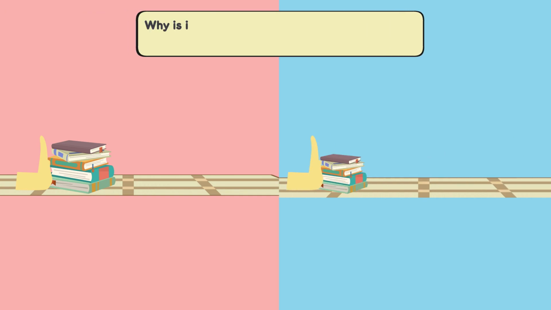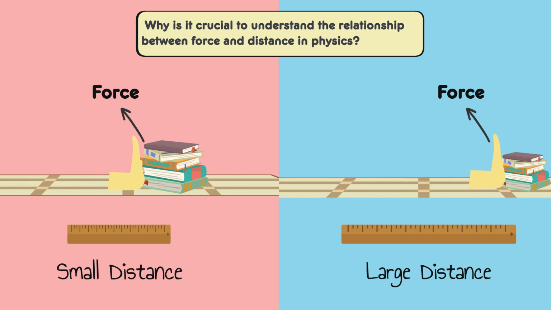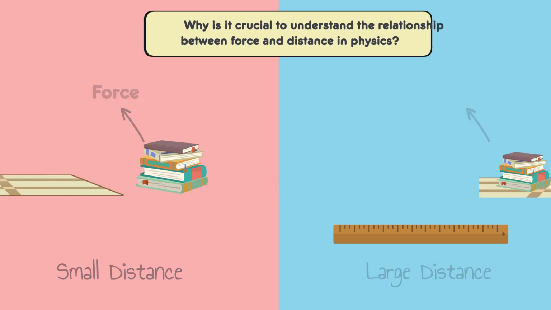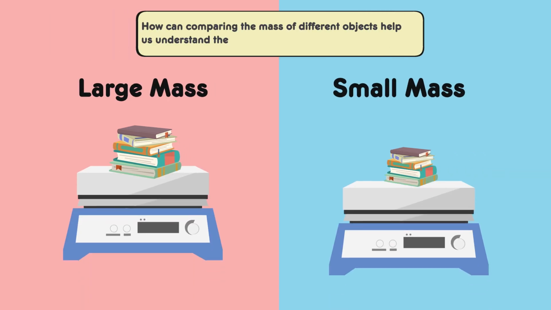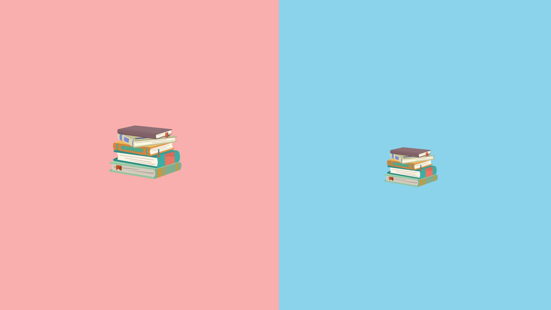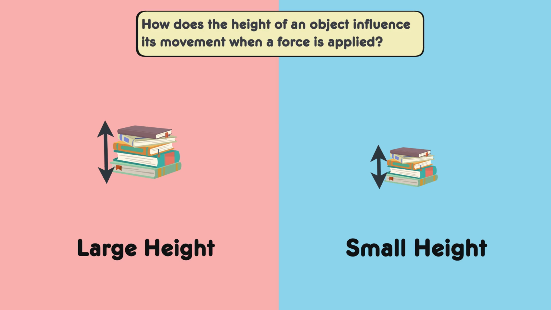For answer choice B, why is it crucial to understand the relationship between force and distance in physics? How does this measurement illustrate that relationship? For answer choice C, how can comparing the mass of different objects help us understand their movement when a force is applied? What insights does this provide? For answer choice D, how does the height of an object influence its movement when a force is applied? What does this tell us about the dynamics of motion? So go ahead and engage with the concept.